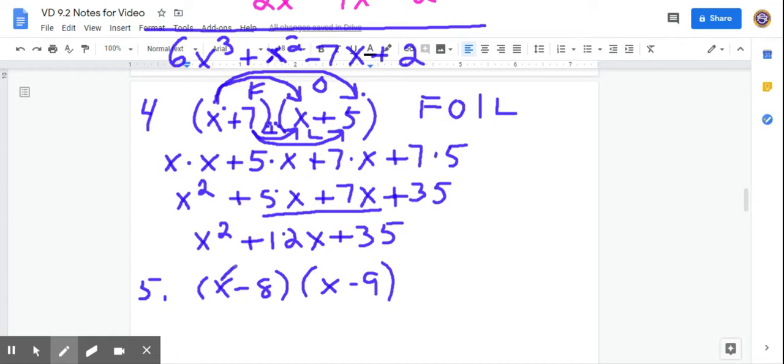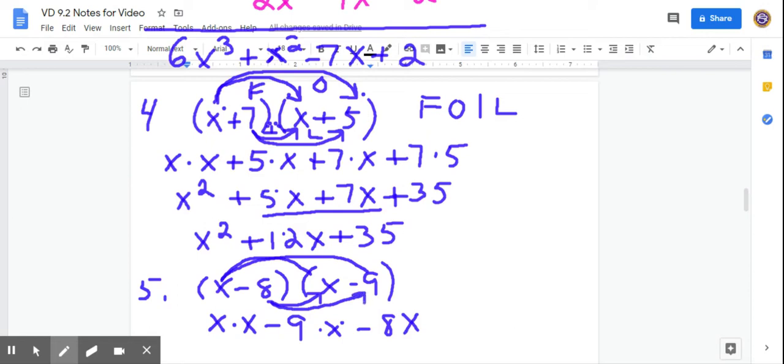So we distribute that x to the x, and we get x times x. We take the x, we multiply it by -9. We get -9 times x. We take the -8, we multiply it by x. So minus 8, -8 times x. And now we take -8 and we multiply it by -9. So be careful there. -8 times -9.